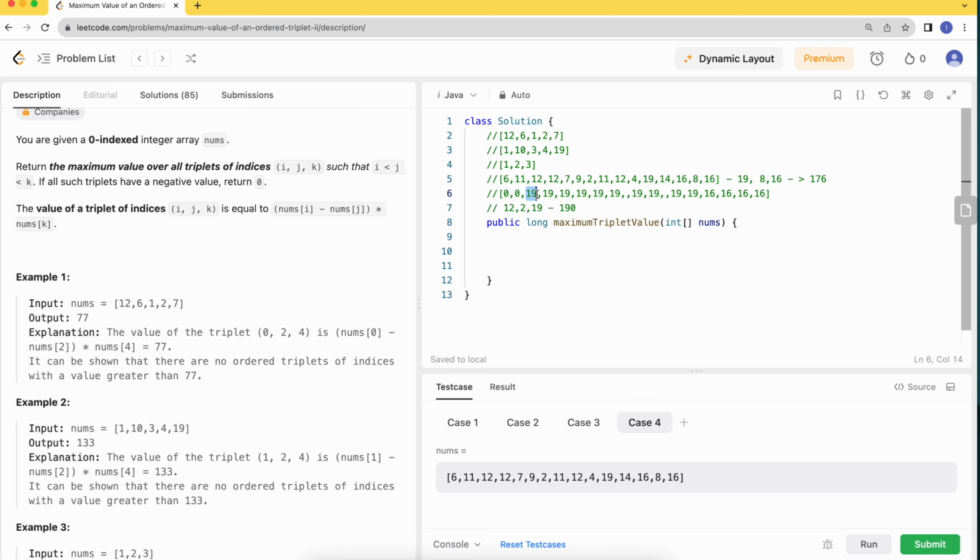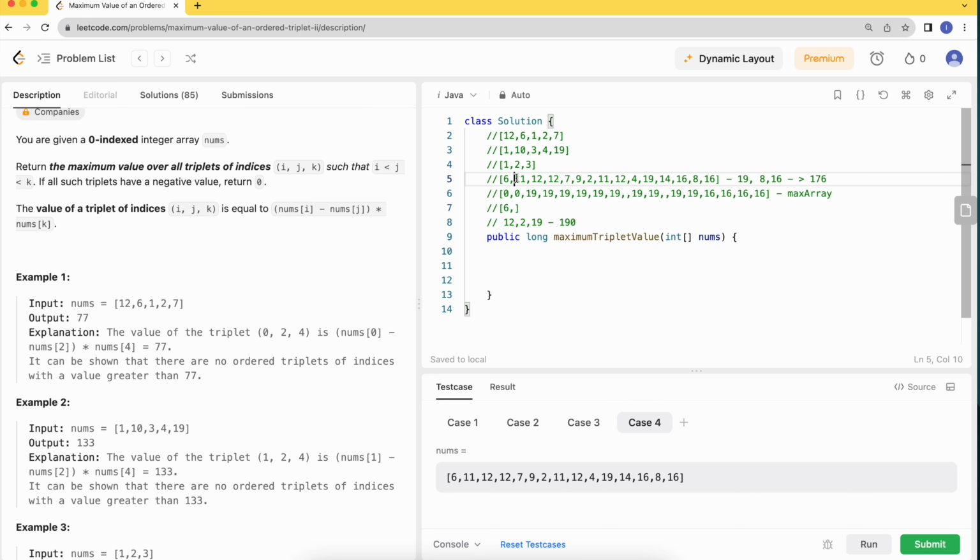So my maximum for the k value will always start from 2 because I need to find a triplet there. So from 2 till the last of the array, what is the maximum so far that I have seen? So that is our max array. Now we need to compute the max difference so far that I can have. With just a single element I can't have a difference.